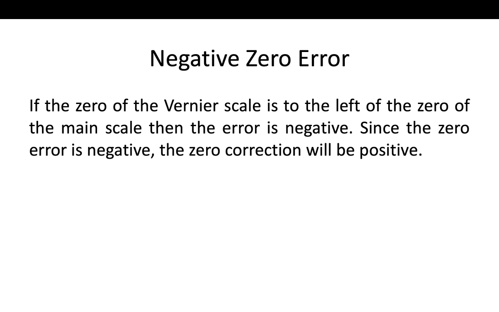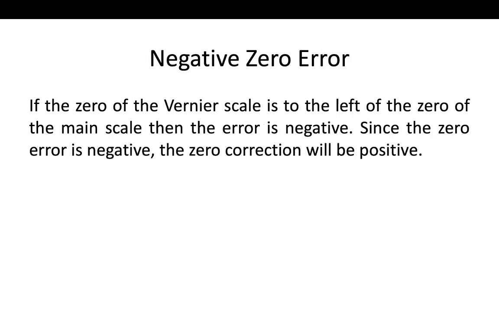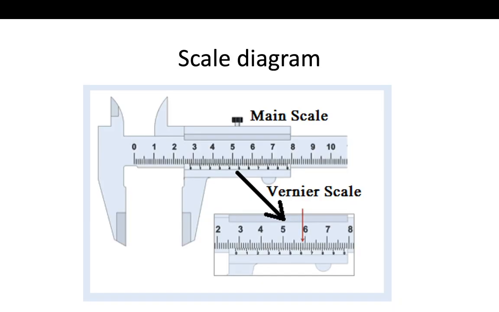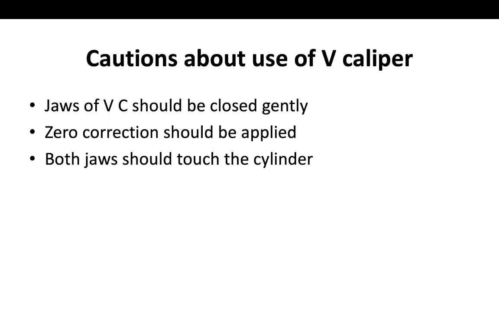What is a negative zero error? If the zero of the vernier caliper is toward the left of the zero of the main scale, then it is negative, and if it's on the right, then it's positive. So remember these two definitions, and from here we check the zero errors by joining the two jaws and checking this zero against the main scale zero. If it goes toward the left, it's a negative, and if it's to the right, it's a positive zero error.